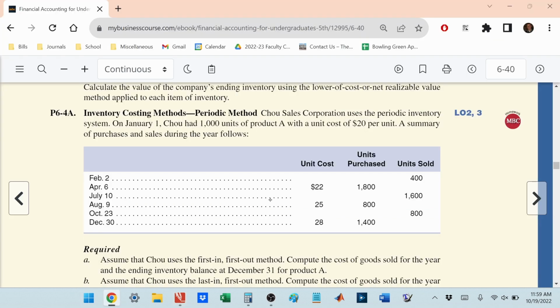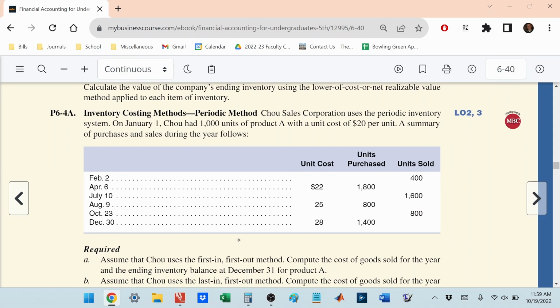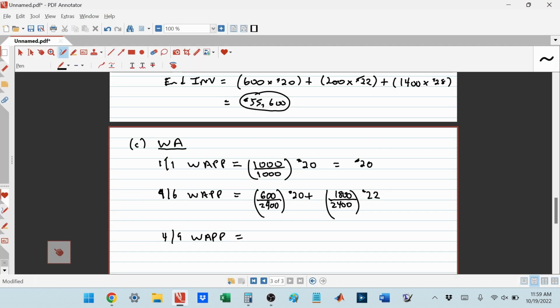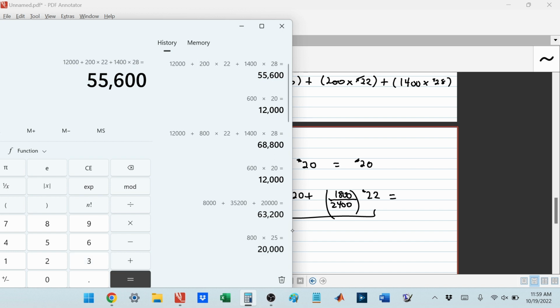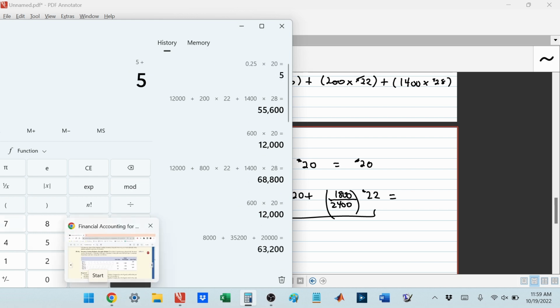All right, next let's compute the weighted average purchase price as of August 9th, the next purchase date. So as of August 9th, any unit that's come into our inventory was purchased for either 20 or 22 or 25. But we already have the weighted average of 20 and 22 calculated by this calculation. So we need to compute that first. So 6 divided by 24 is a quarter. And then 18 divided by 24 is 3/4.